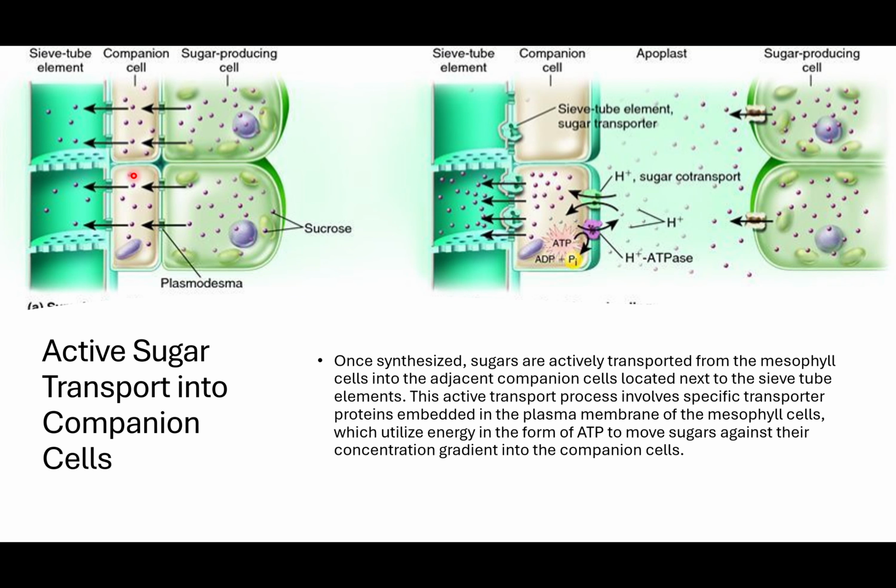So what we're looking at is the active transport of sugars from the mesophyll to the apoplast, from the apoplast to the companion cells, and from the companion cells to the sieve tube elements. But usually, it's generally from the sugar producing cell to the companion cell to the sieve tube element via active transport. We have that there. Shouldn't be a problem. Is that better?